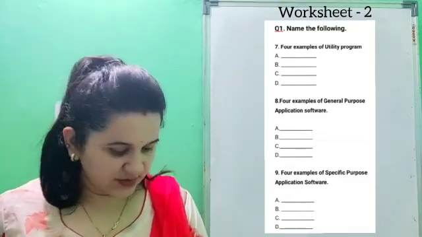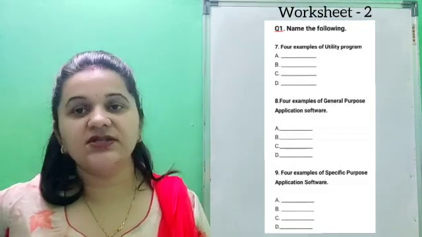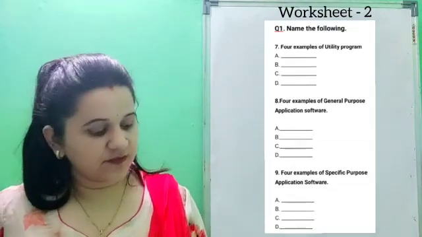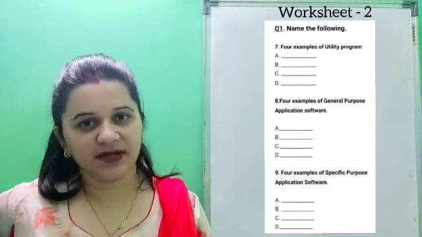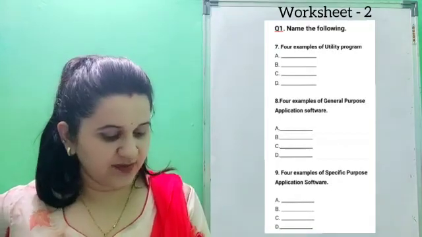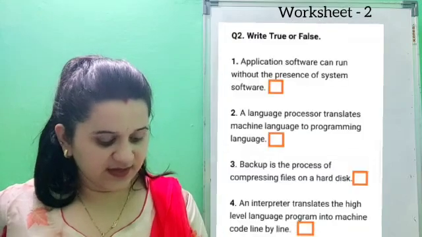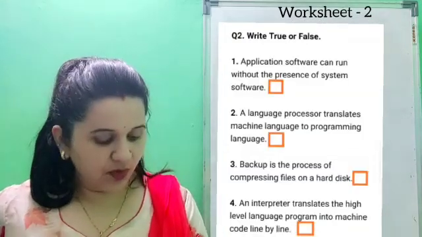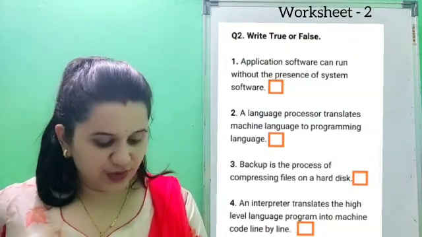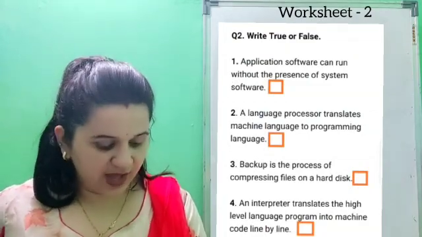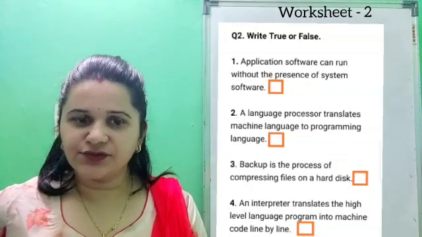Next, ninth part, four examples of specific purpose application software. Again, you have to write down the examples of specific purpose application software. No need to explain them. Just write down their names simply. So children, let's proceed towards our next question. Question number 2, true or false? First part, application software can run without the presence of system software. Is it true, children?